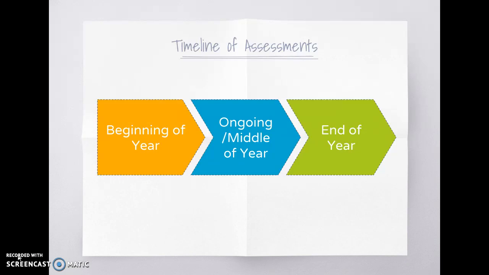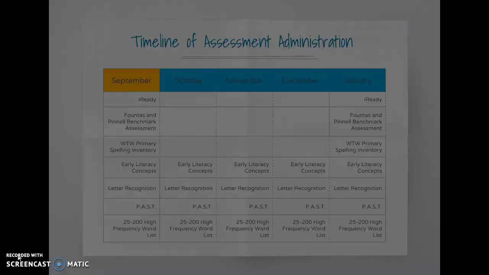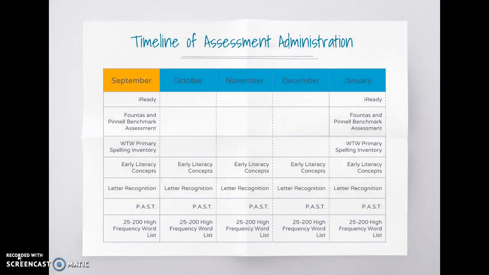And more specifically, looking at a calendar of the timeline. Again, in September, all tests will be administered: the iReady, the Fountas and Pinnell benchmark assessment, the Words Their Way primary spelling inventory, the early literacy concepts, the letter recognition, possibly the PAST if necessary, and the 25 to 200 high frequency word list.